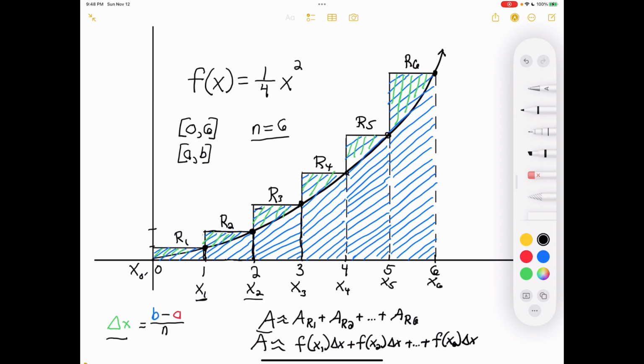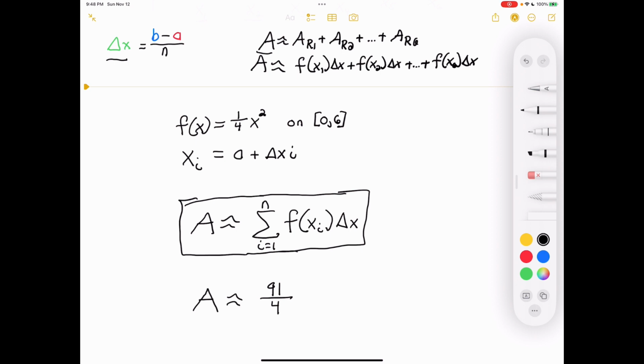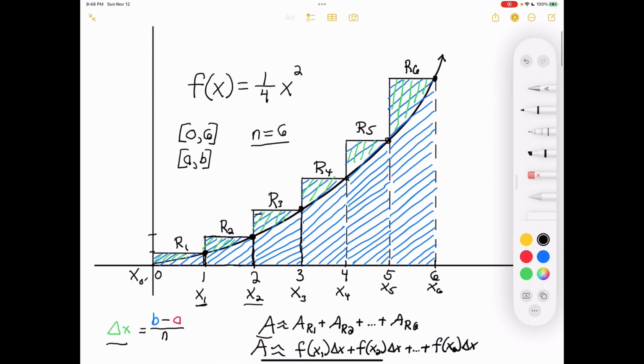Now, when we used all this information, we plugged it into this formula, which is a sigma notation, which essentially says, find the area of each rectangle and then sum them up together. Our x sub i formula for right-hand endpoints was a plus i delta x. And when we did that with n equals 6 and using right-hand endpoints, we got an area estimate of 91/4. It's around 22. So, okay, great. That's not accurate, and it's an overestimate, but it's a starting point.